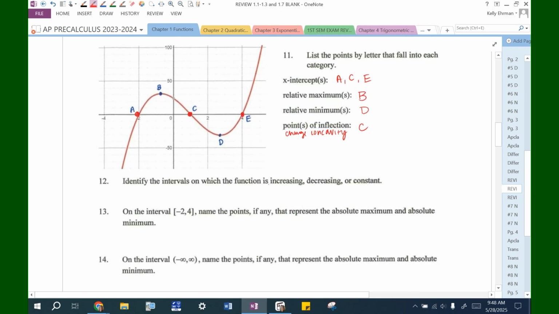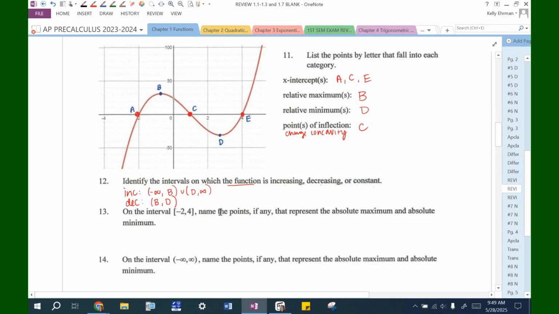Identify the intervals on which the function is increasing, decreasing, or constant. Just the function, not the rate of change. Just is the graph going up, down, or staying the same. So the graph is increasing from negative infinity to B, and then also from D to infinity. And the graph is decreasing in between B to D. You wouldn't say B to C, C to D, because it's still decreasing at C. So don't break it into parts just because there's a point there.